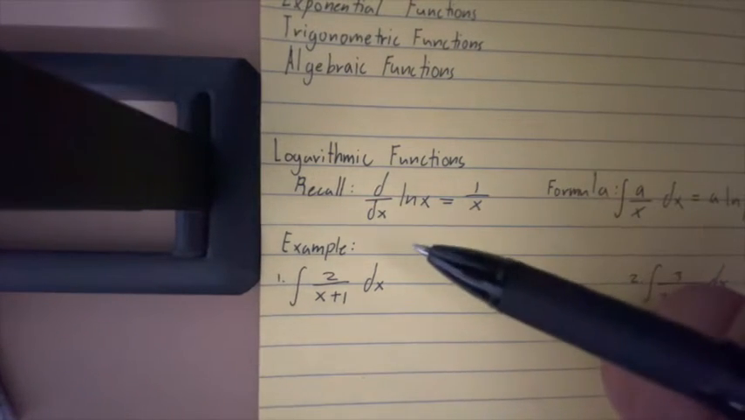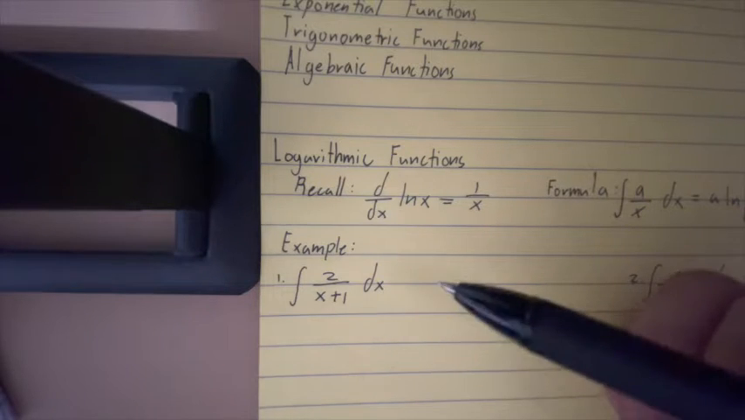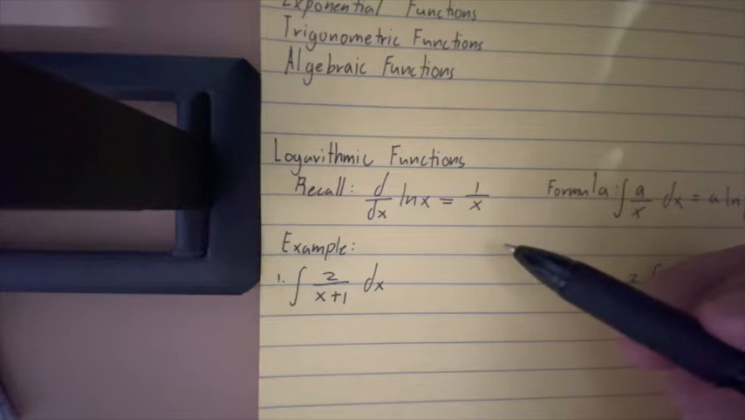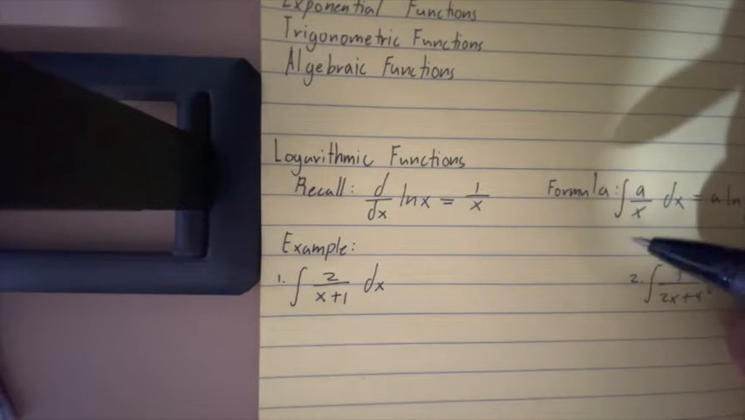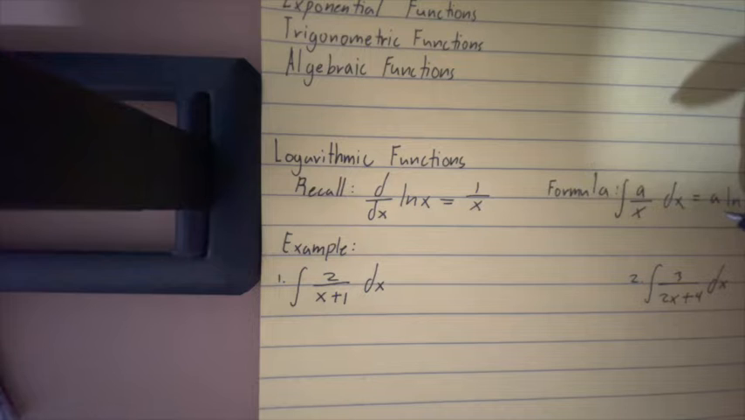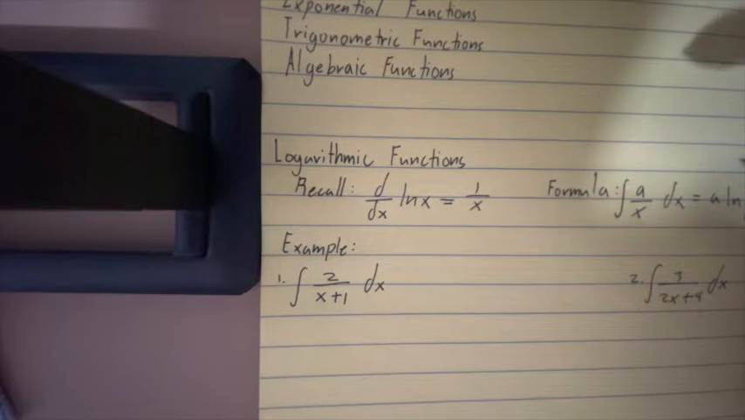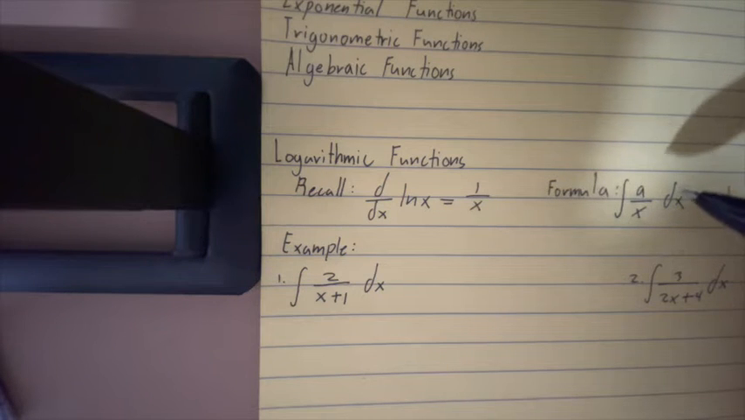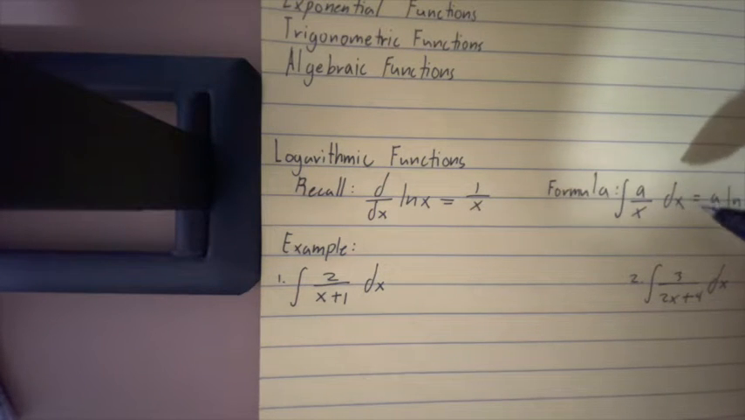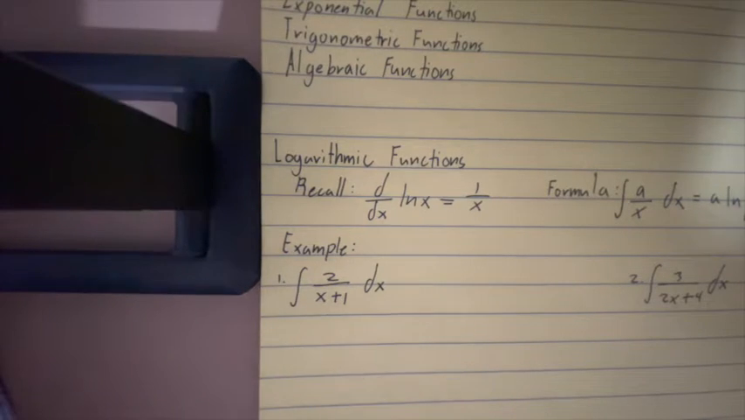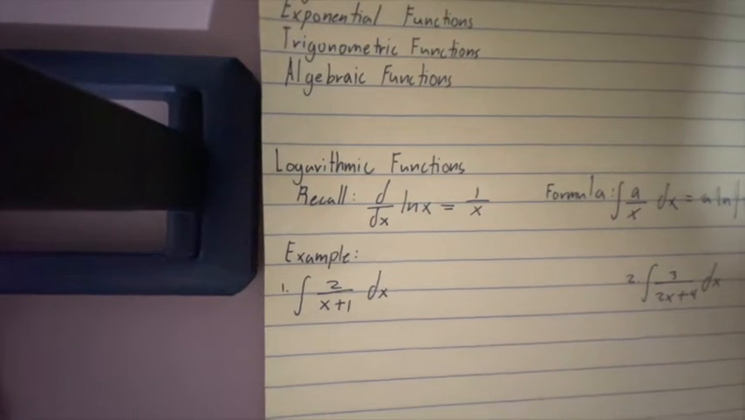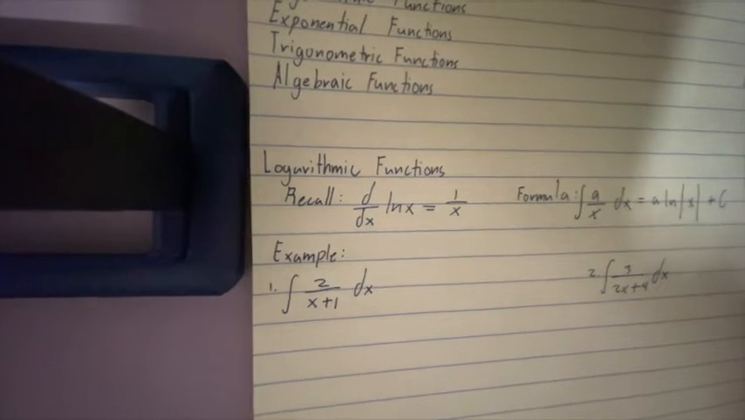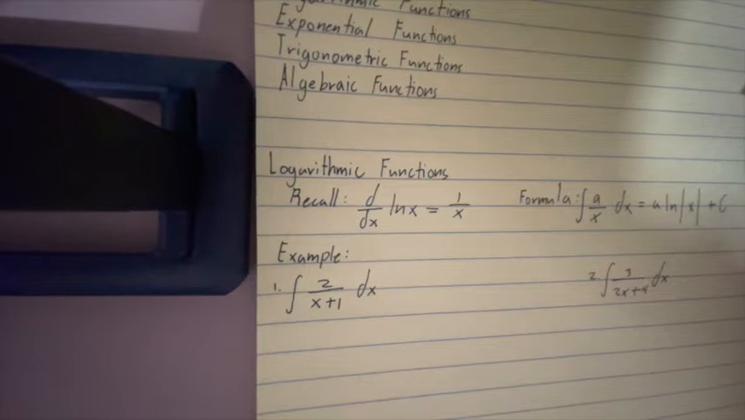Now let's recall our formula from the derivative: d over dx of ln x is equal to 1 over x. In the logarithmic function, it doesn't use the power formula. The formula of the logarithmic function is the integral of a over x dx is equal to a ln the absolute value of x plus c.